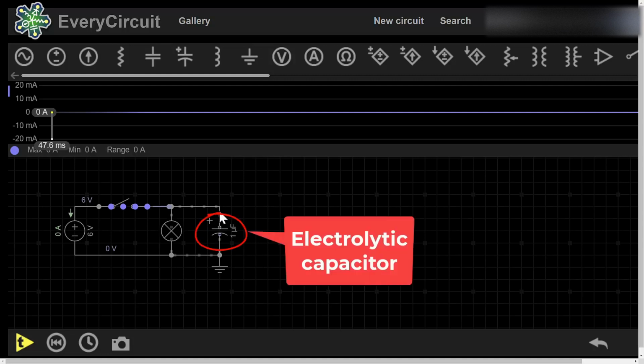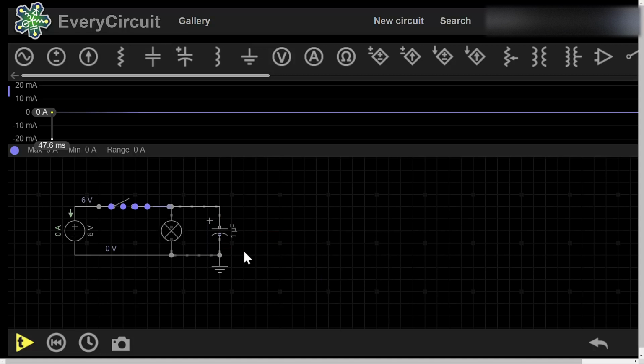This is the electrolytic capacitor. It is one type of polarized capacitor. A polarized capacitor is a capacitor that has polarity, positive and negative, as shown here. So the positive side of the capacitor will be connected to the positive side of the DC power supply. Similarly, the negative side of the capacitor will be connected to the negative side of the DC power supply.